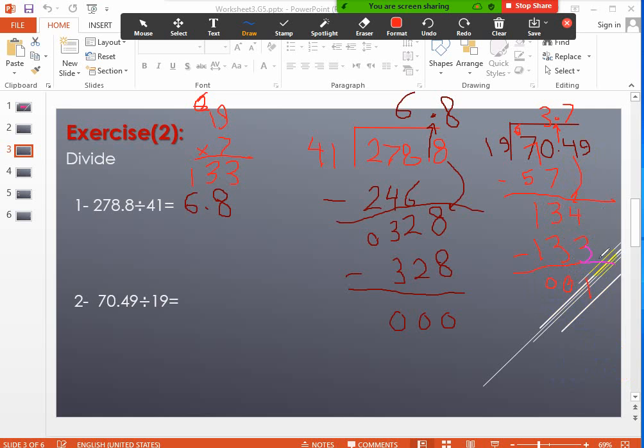So I will take the 9 after that and put it next to the 1 so the number becomes 19. Now it's easy, I think. 19 divided by 19, it will be 1. 1 multiply 19, it will be 19. Now if we subtract, it will be 0. So the quotient will be 3.71.